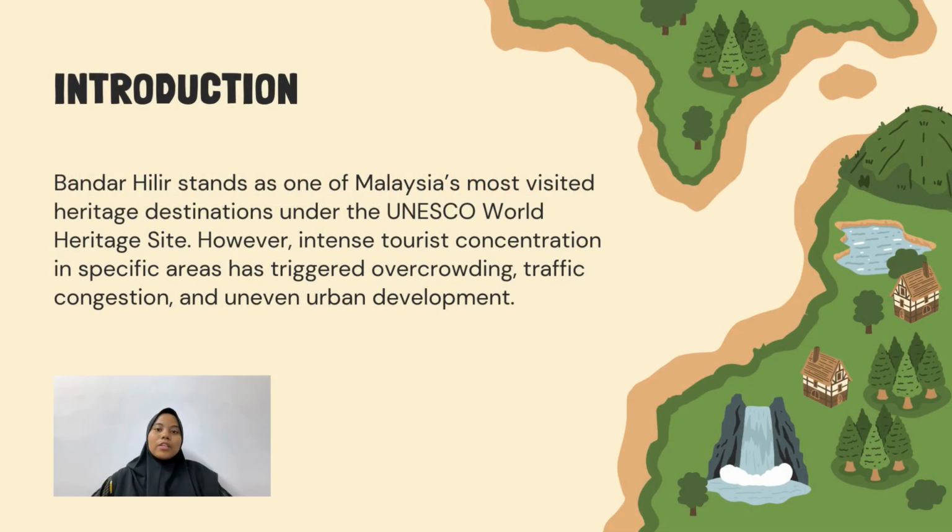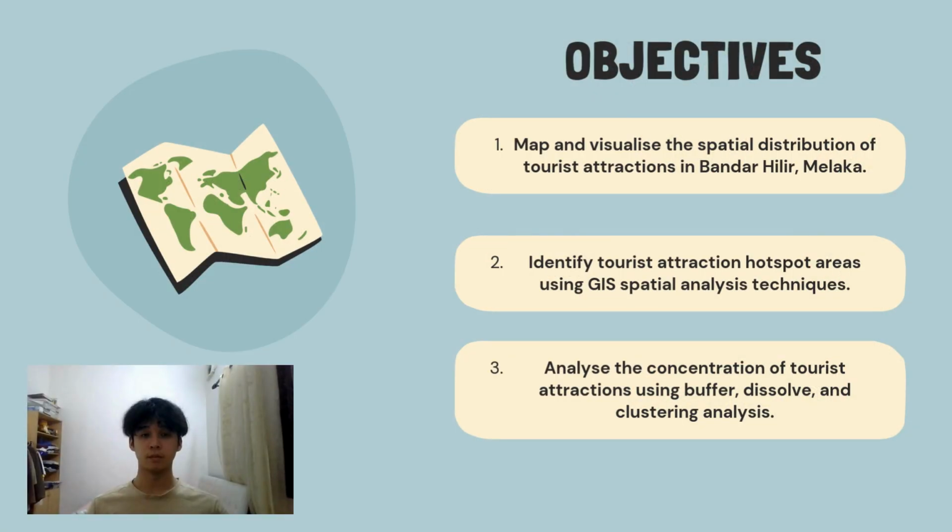Bandar Hilir, Melaka is one of Malaysia's major tourism areas and is part of the UNESCO World Heritage Site. It contains many historical and cultural attractions that attract both local and international tourists. Due to its popularity, tourist activities are concentrated in certain areas, causing overcrowding and traffic congestion. Therefore, this project used GIS to analyze the spatial distribution of tourist attractions to support better tourism planning.